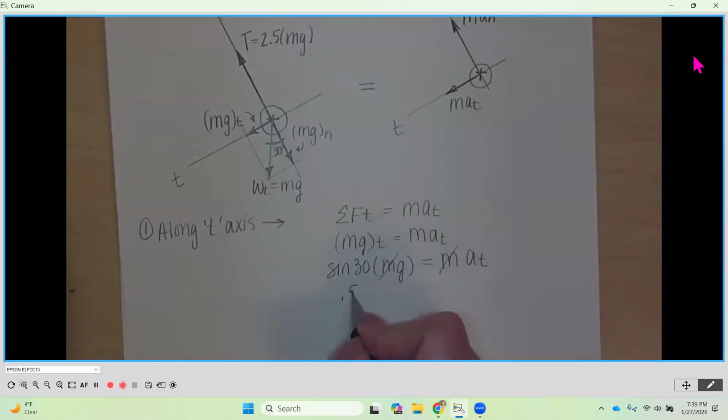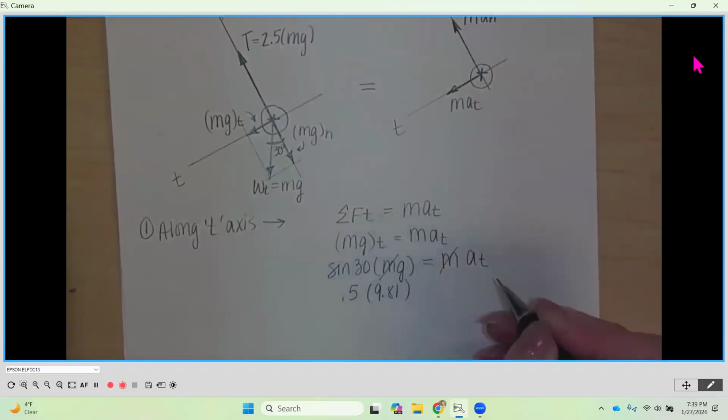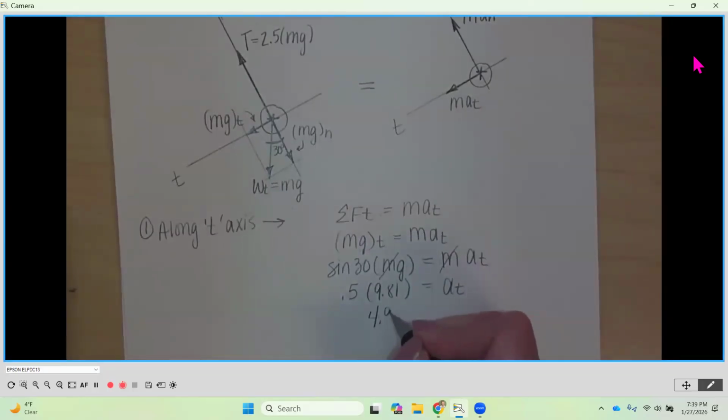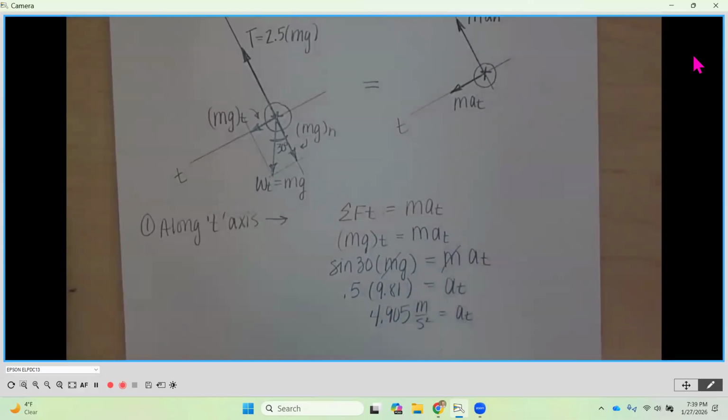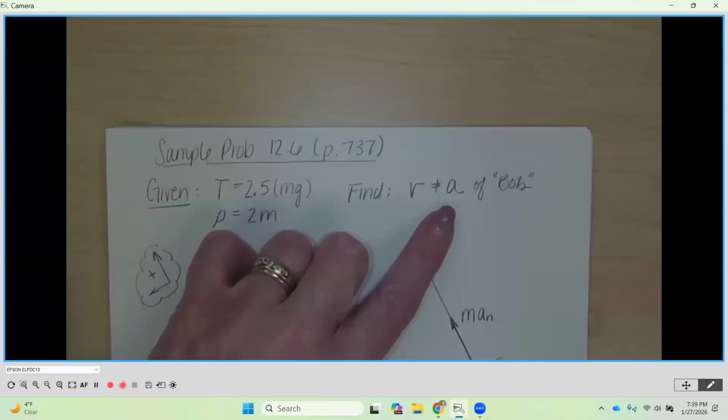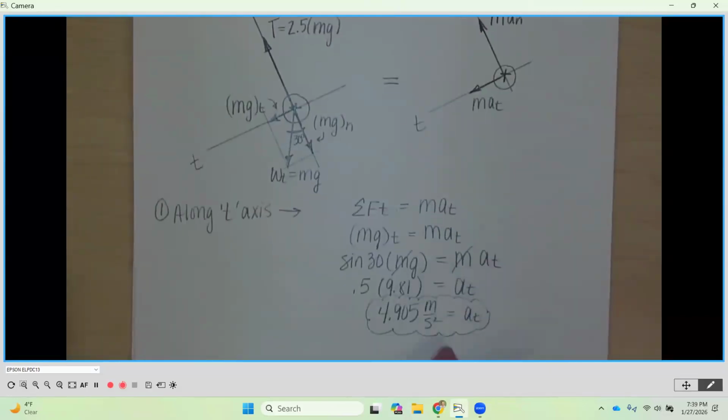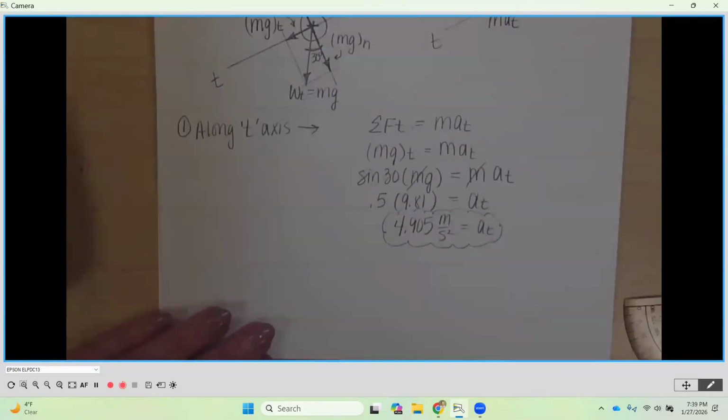So 0.5 is the sine of 30 times 9.81 is going to be equal to the acceleration tangential. So 4.905 meters per second squared equals that tangential component. All right, so we're going to put a little cloud around there because we want to find acceleration. This is one of the components of the acceleration. We're not there yet, but we need the tangential.